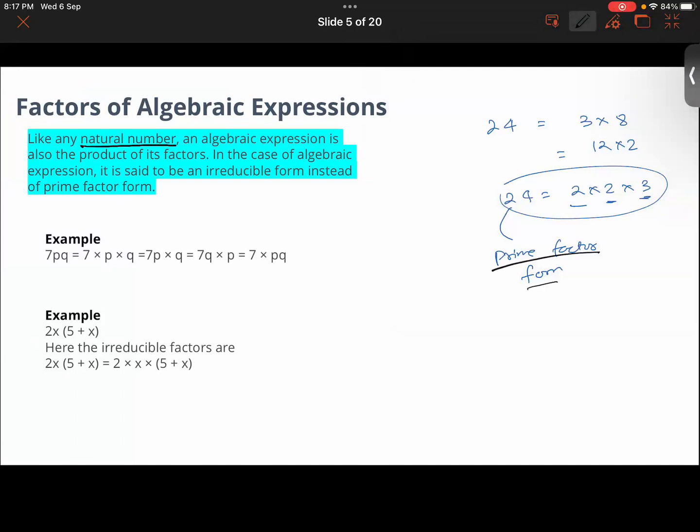Why is it so? Suppose you have 7pq. Expand it, it will be 7 multiplied by p multiplied by q. Or you can write it as 7p multiplied by q or 7q multiplied by p. Or it can be written in this way, 7 into pq. Here you can't say that, because here you are having a constant value and a variable value. You don't know whether the variable value will be a prime number or not.